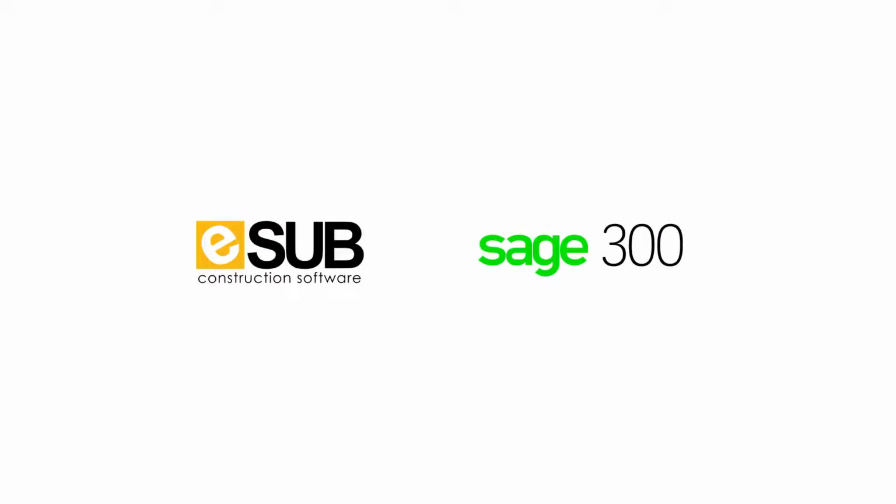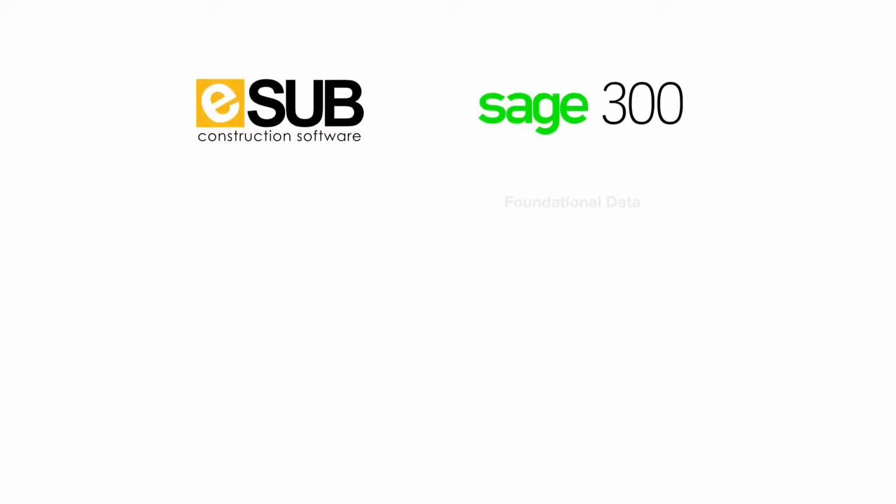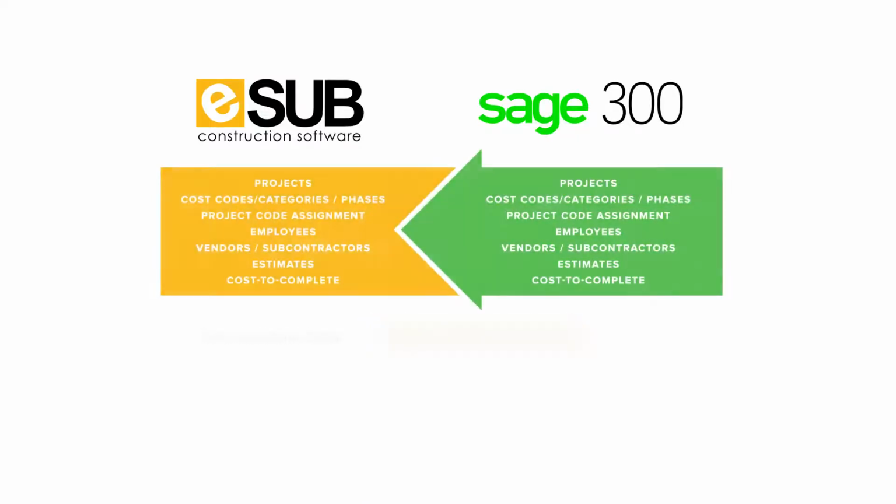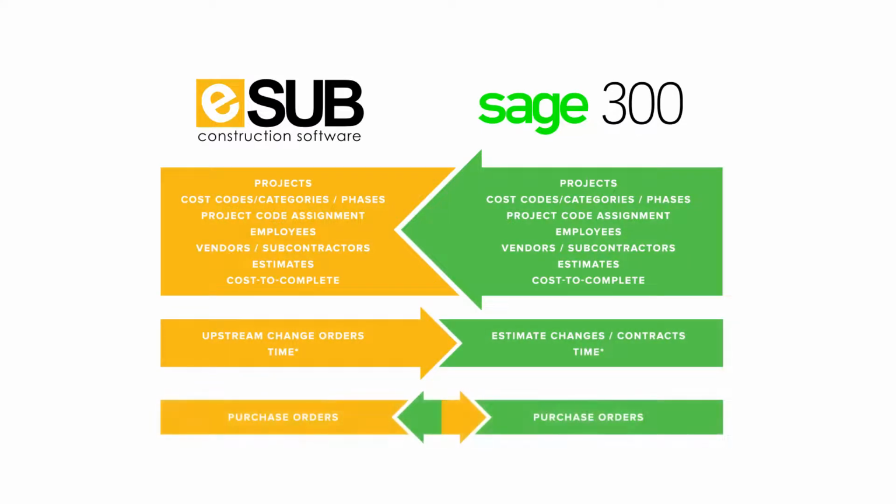When looking at an integration between your project management and accounting system, it is important that the integration be strategic. It is not in a contractor's best interest to have all the data flow seamlessly between both systems. It is about looking at your workflows and providing the right data at the right time for the right people.